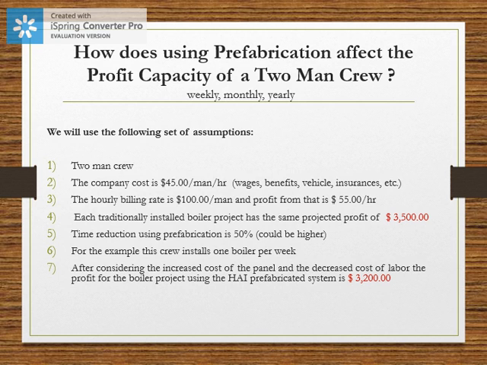After considering the increased cost of the panel and the decreased cost of labor, the profit for the boiler project using the Hydronic Assembly's prefabricated system is $3,200. The profit could be the same $3,500 as the traditionally installed system if that is the strategy you would use. However, we will use the reduced profit number for this example.